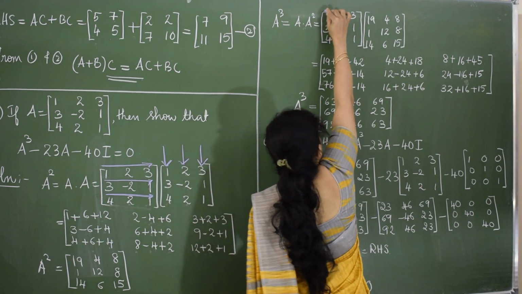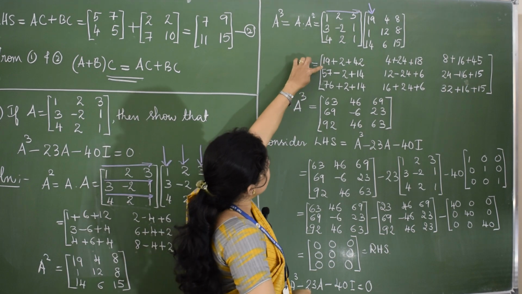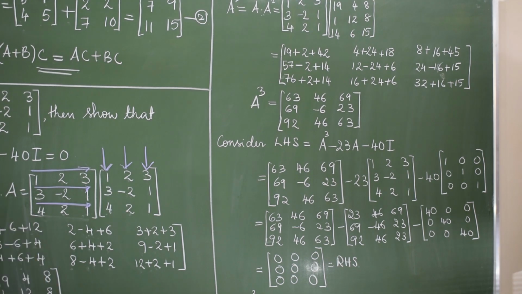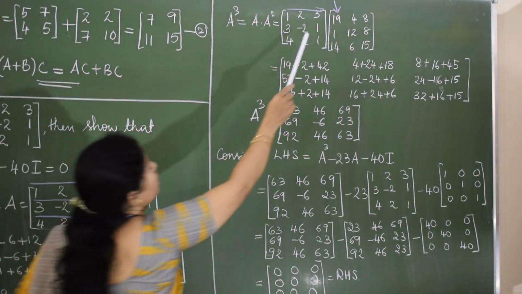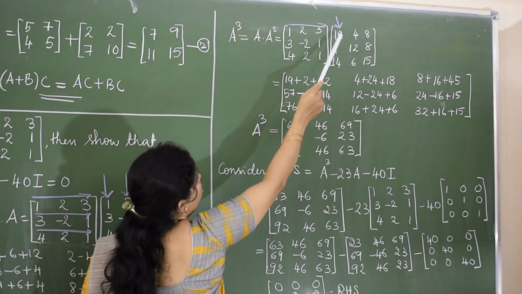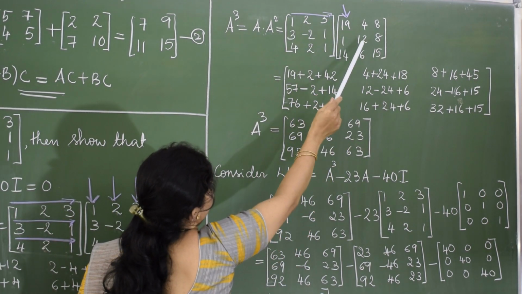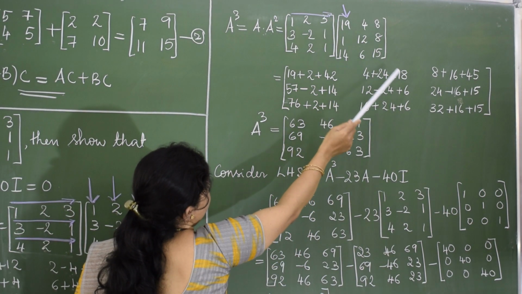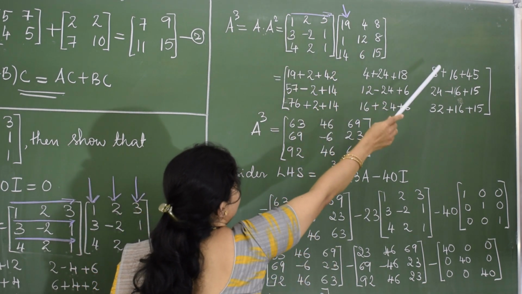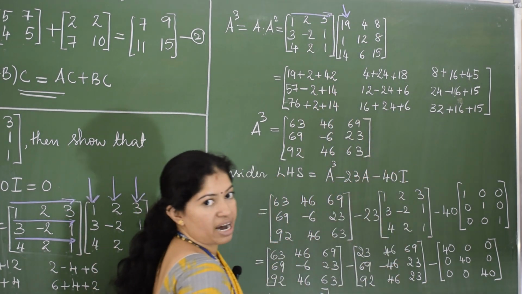So again take this, first row multiply with the first column. So 1 into 19, 19 plus 2 into 1, 2 plus 3 into 14 is 42. Next again take first row, multiply with the second column. 1 into 4, 4 plus 2 into 12, 24 plus 3 into 6, 18. Next first row with the third column. 1 into 8, 8 plus 2 into 8, 16 plus 3 into 15, 45.